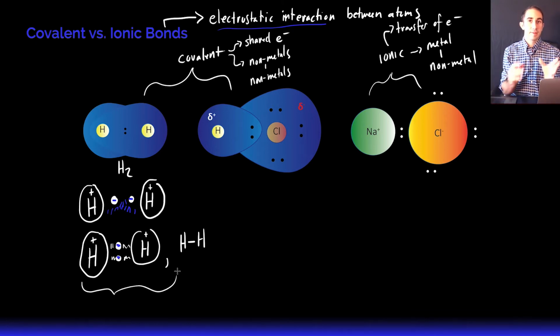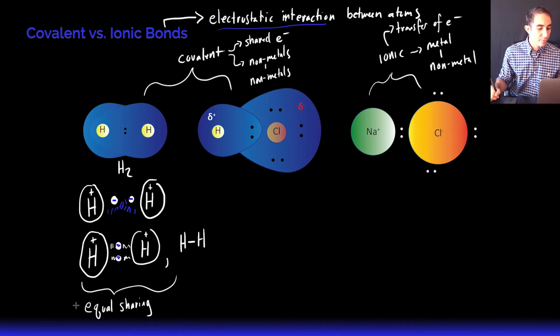Because the elements that went into this bond are the same, we're going to have what we call equal sharing of those electrons. And if we want to give this a better name, what we call it is a pure covalent bond.